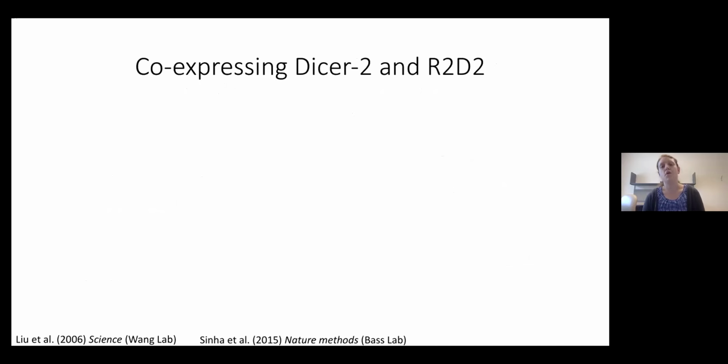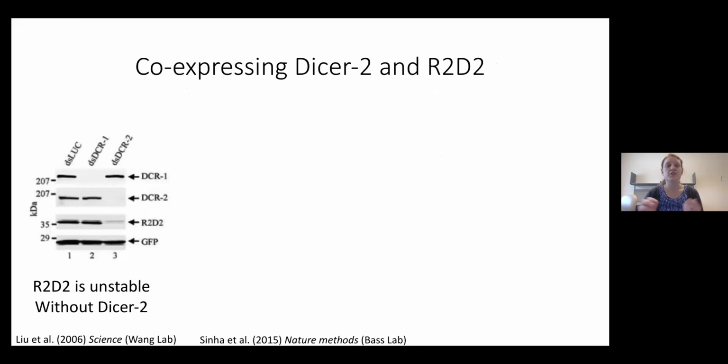So to be able to do so, we have to purify these proteins. It would be an ideal world if we could just express dicer2 on its own and R2D2 on its own and combine them together and freeze grids. But unfortunately, R2D2 is actually unstable without dicer2. Here, I'm showing a Western blot of a knockdown of dicer2, which you can clearly see on the Western blot. But we also can see that the R2D2 band is greatly reduced. We've additionally attempted to purify R2D2 on its own in the lab and have been unsuccessful.